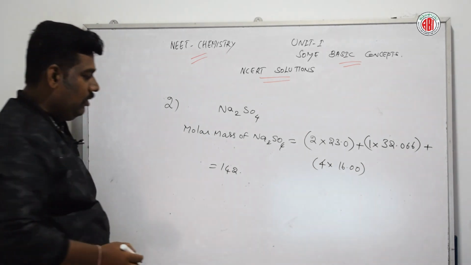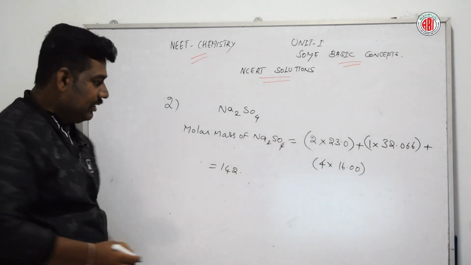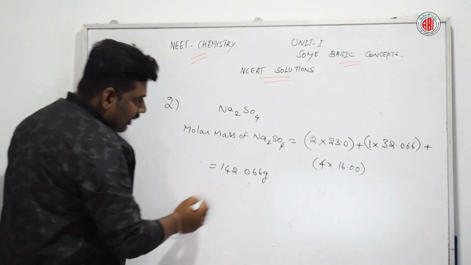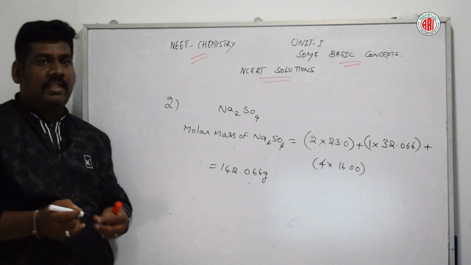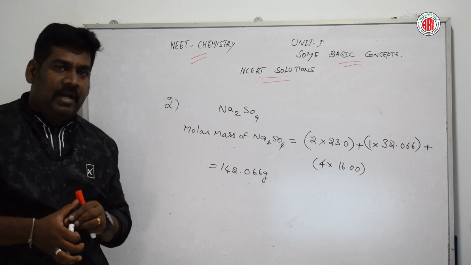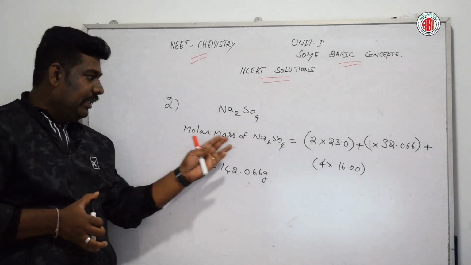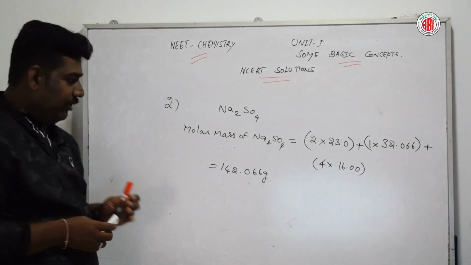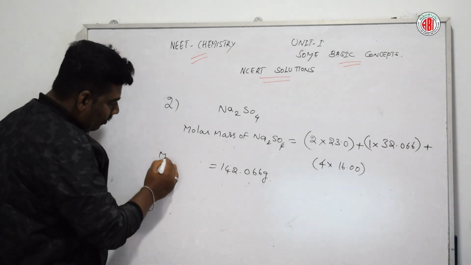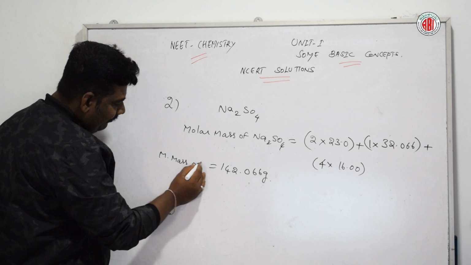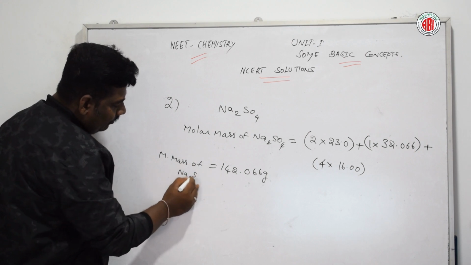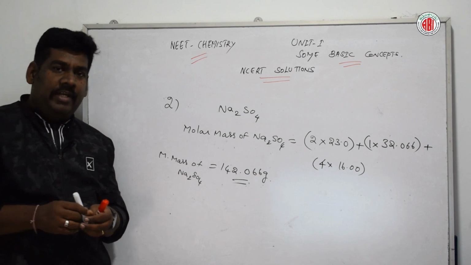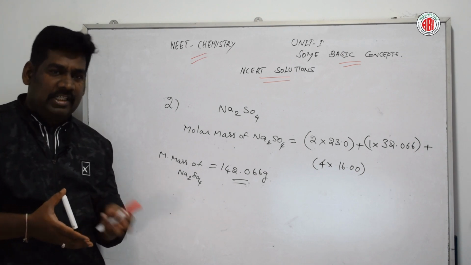Multiplying the individual products and adding them, we will get around 142.066 gram overall. Actually what is this? This is the total mass of the elements present in the compound, that is nothing but the molar mass of Na2SO4.